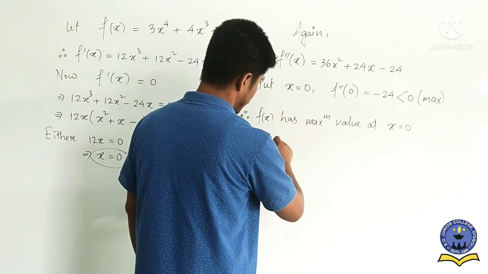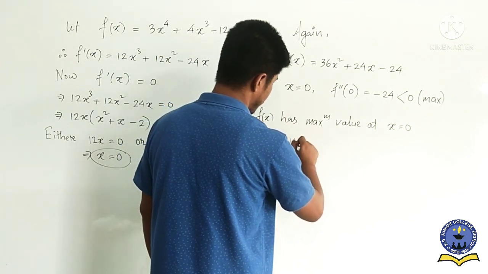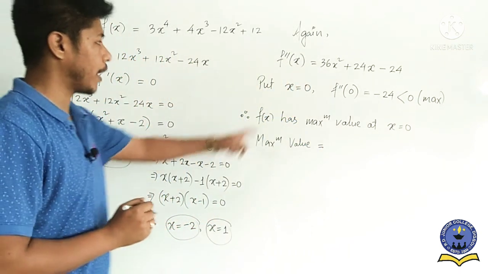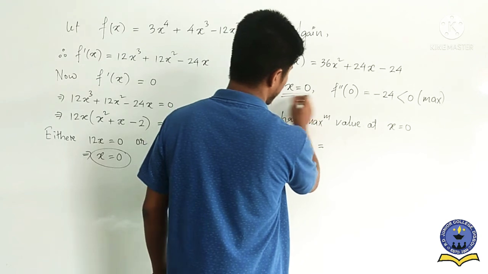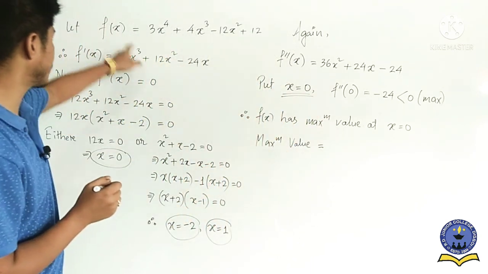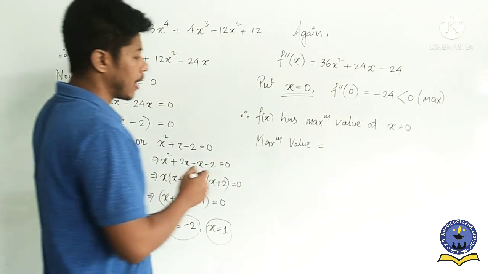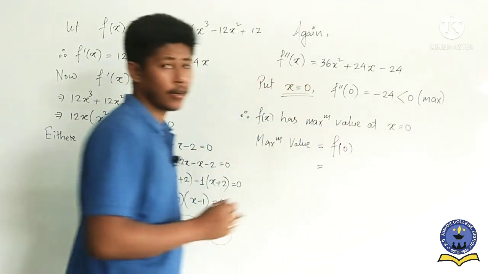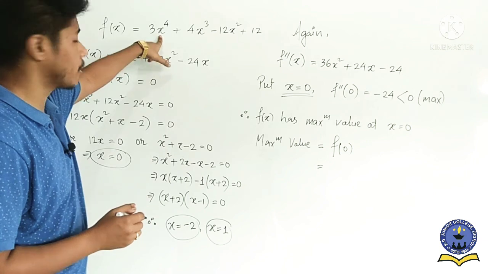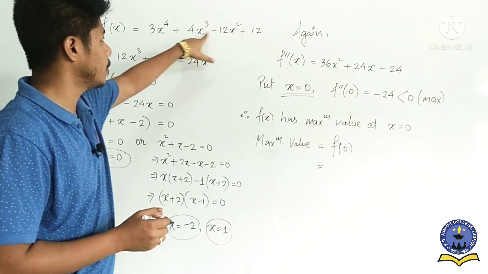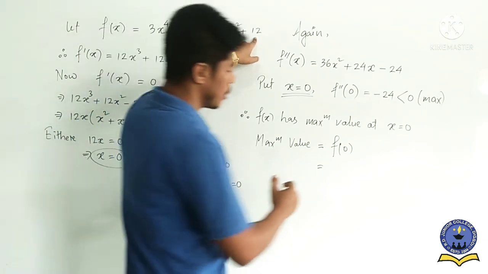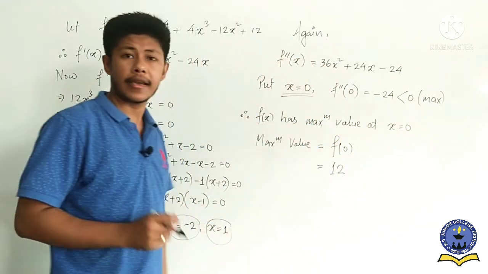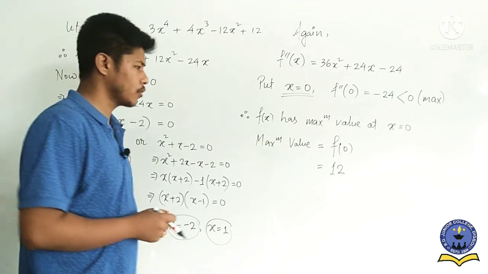In case of maximum value, how can we find out the maximum value here? In case of maximum value, this value we have to put x equal to 0. This x equal to 0 critical point we have to put in the given function. So this one is the given function, and here we have to put f of 0. So if you put x equal to 0, this part is 0, as well as this part is 0, this part is 0, simply remain how much? 12. So that means the maximum value is 12. Is it clear? I hope all of you understood this one.